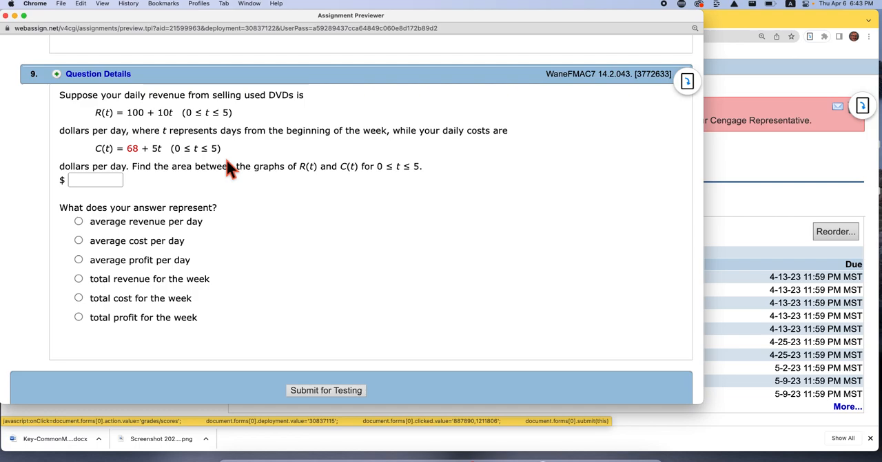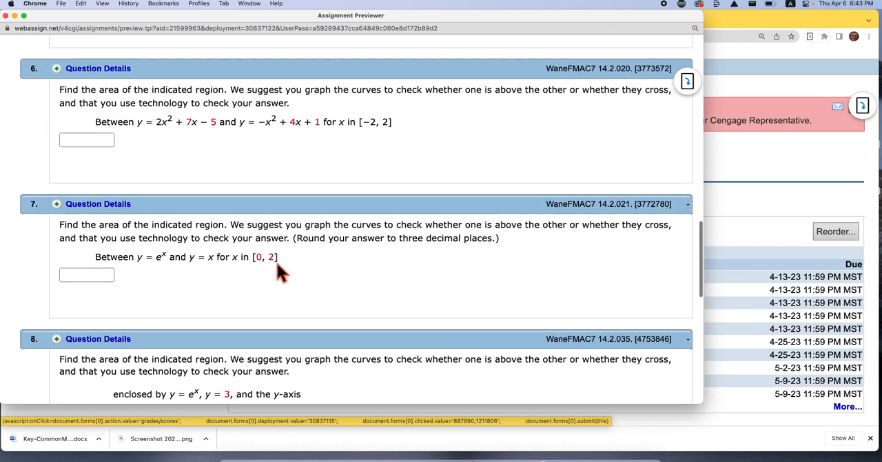Okay, it's a business application, so that's exactly what we can do. And notice what they're giving us, these functions are dollars per day, so those are rates, right? Those are derivatives. That's why it makes sense that we could integrate them. Okay, so it's not too much to do.